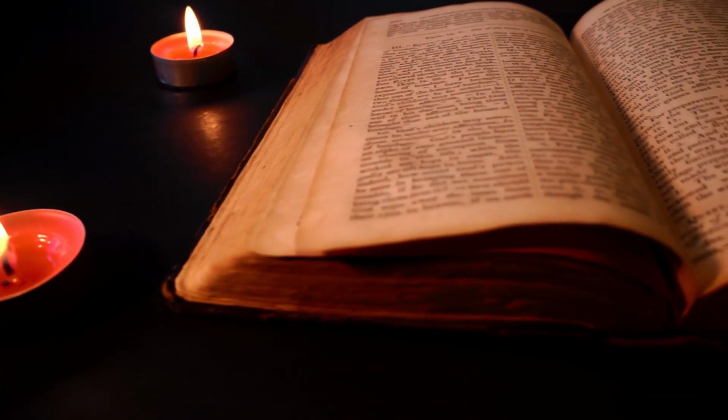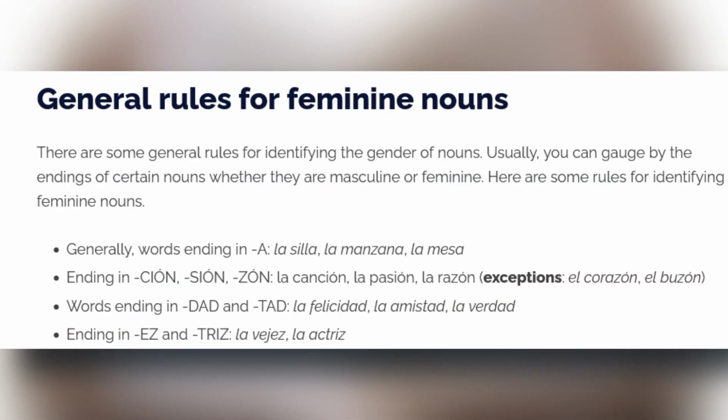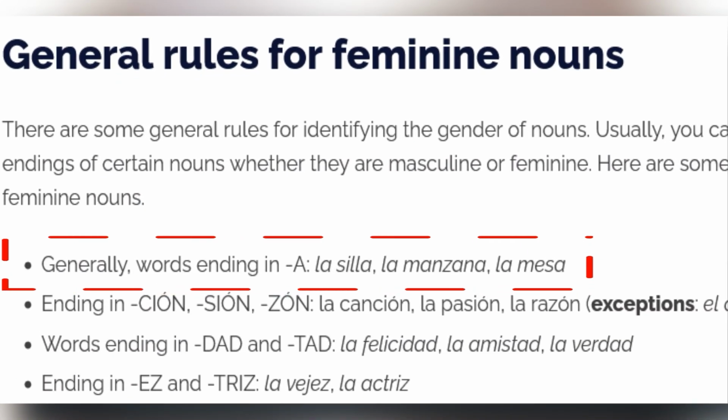Other languages assign gender based on the ending of the word. For example, Spanish words that end in A are usually feminine. That's why la mesa is feminine even though a table doesn't physically have a gender.